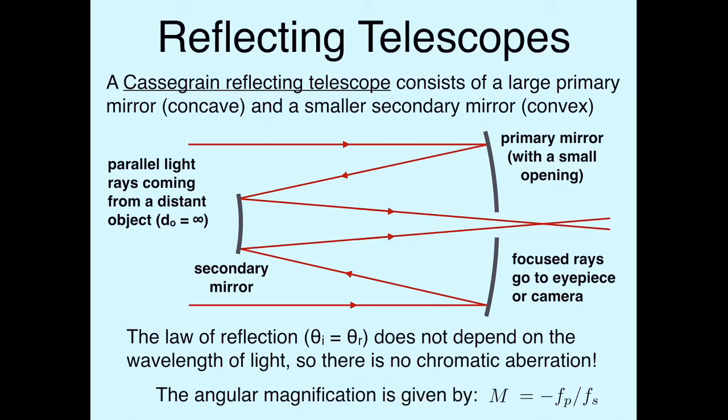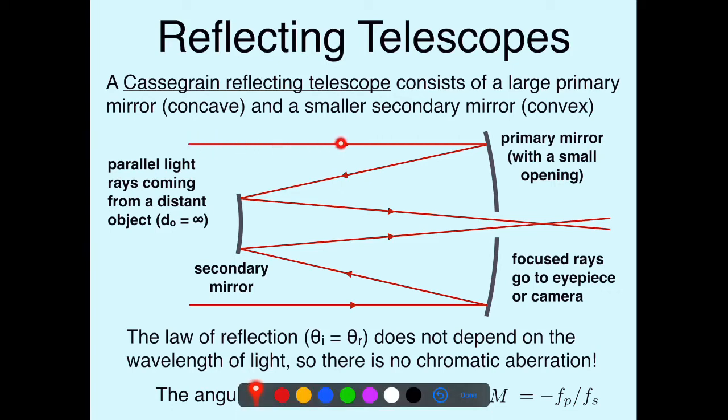So if we consider what happens when we have rays of light coming in from a very distant object, again, essentially the object distance can be treated as infinity. Let's see what happens to those rays of light. So here's one ray, comes in, it reflects off the primary mirror. Angle of incidence equals angle of reflection. So the reflected ray goes this way. It reflects off the secondary mirror. Again, angle of incidence equals angle of reflection. So that ray that reflects off the secondary mirror ends up going in this direction.